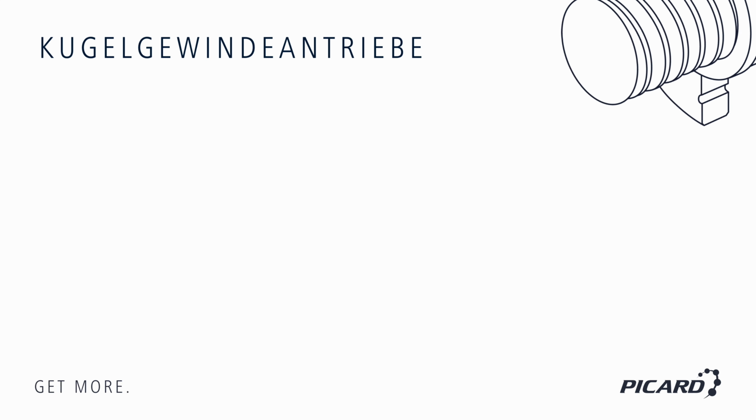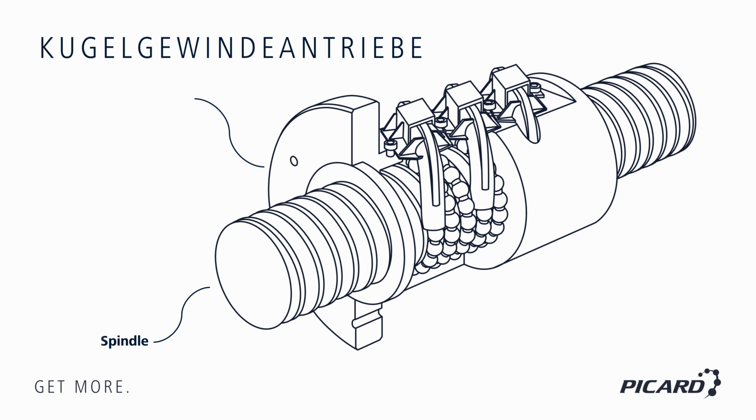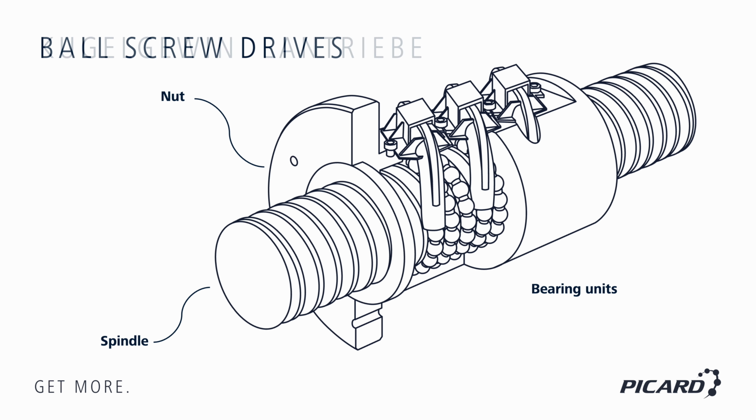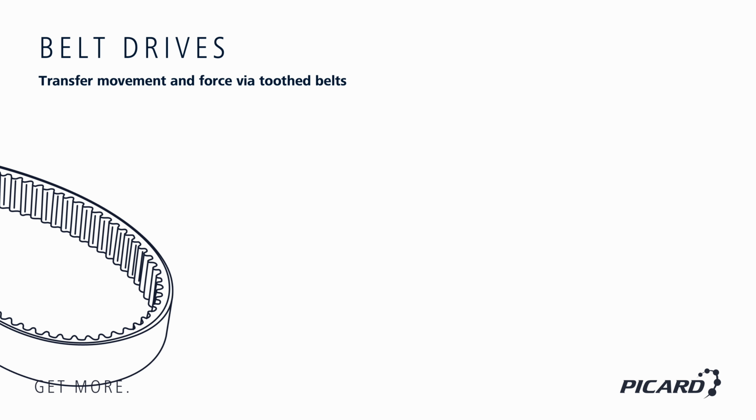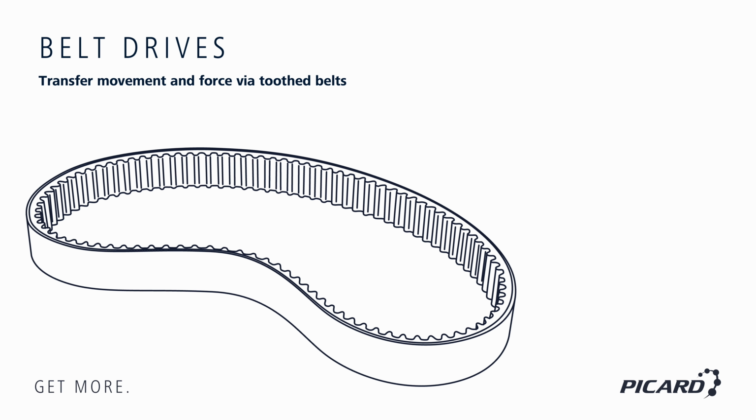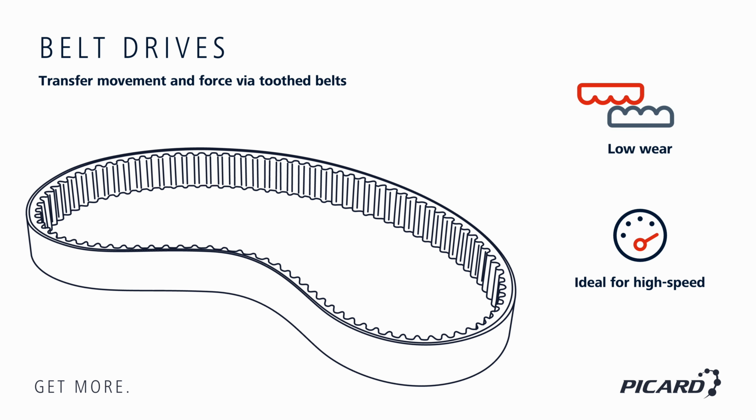Ball screw drives consist of a threaded spindle, a nut, and bearing units that work together to produce precise linear movements. These drives are particularly suited for applications where high accuracy and repeatability are required. Finally, let's look at belt drives. These transfer movement and force via tooth belts that engage with sprockets. Belt drives are ideal for high-speed, precise applications and are known for their low wear.